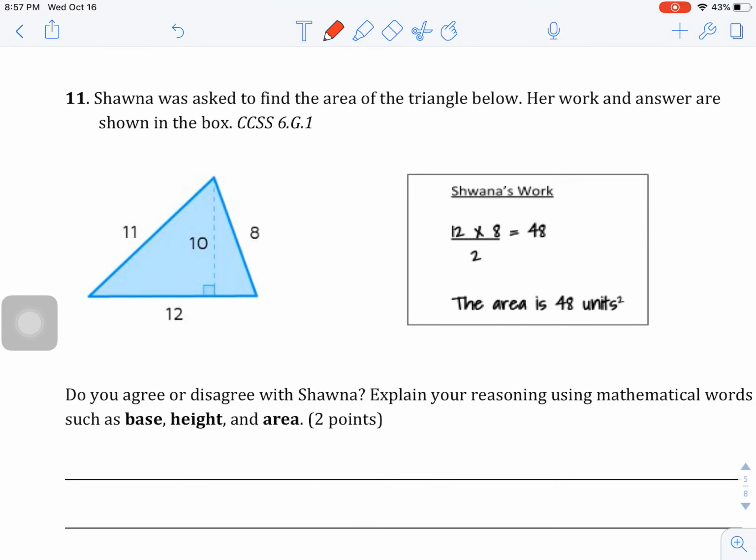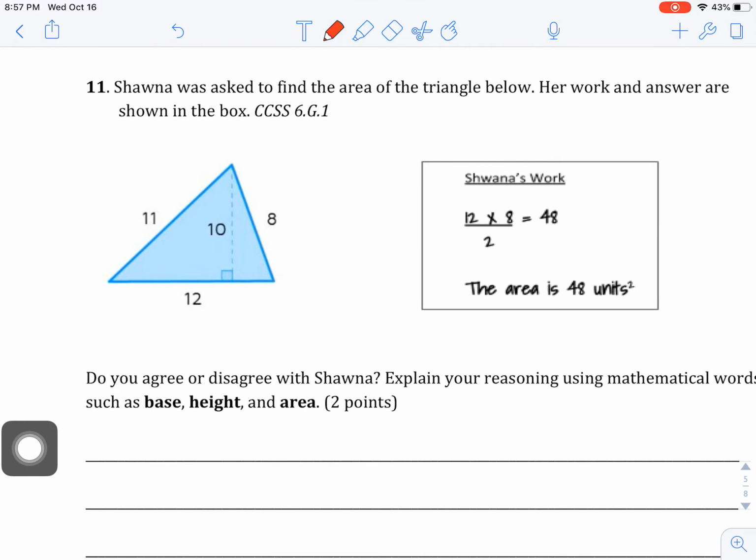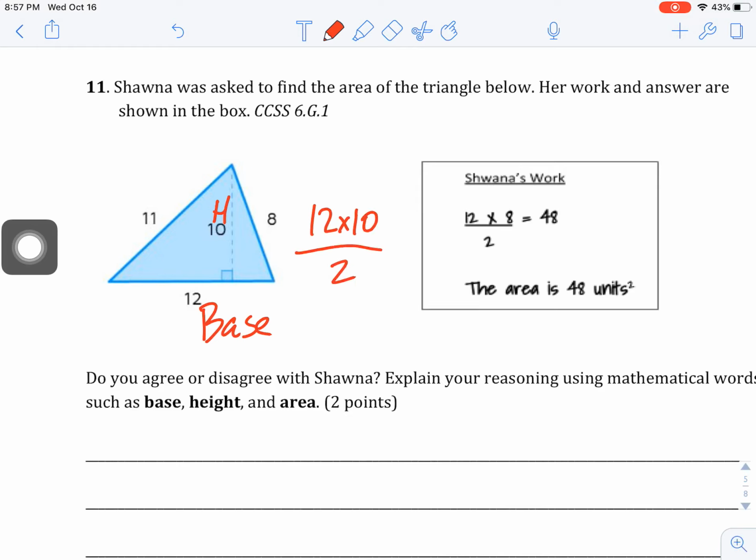All right, so 11. It says Shauna was asked to find the area of the triangle below. Her work and answer are shown here. So you had to disagree or agree with Shauna and explain your reasoning with math words such as base and height. So first thing I would look at is when I try to find the area of this triangle, I pick my base, which is 12, and my height, which is 10. So I would do 12 times 10 divided by 2, which is 60 divided by 2, which is 30.